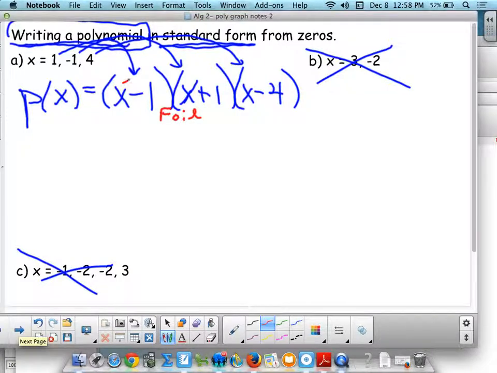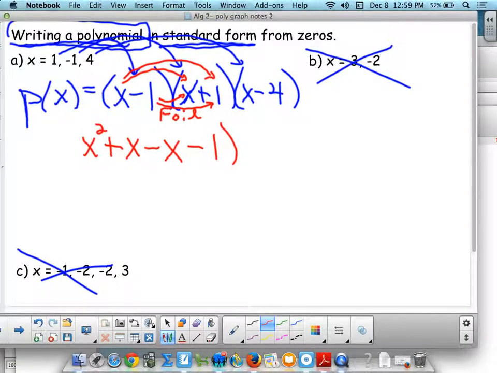Ready? X times x, x squared. X times 1, x. -1 times x, -1x. -1 times 1, -1. You see what just happened? I foiled. Then you got to take this answer times this factor. But do you see anything happening in here, guys? The x is canceled. So guess what? This is nice. This is all gone. So really it says x squared minus 1 times x minus 4.